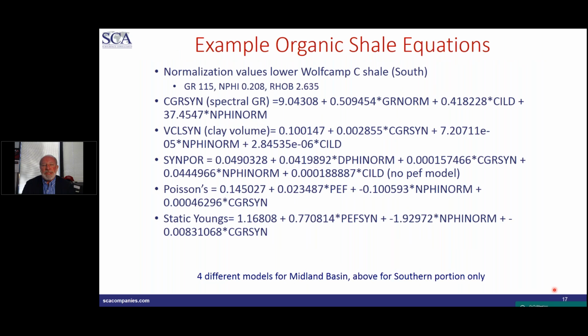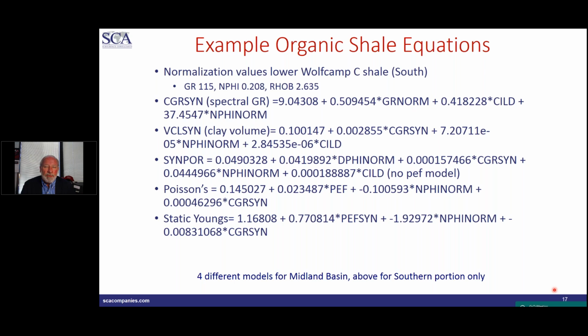Some equations, just some example equations, not to use. I mean, this is good for the Wolfcamp Shale, Wolfcamp in the Southern Midland Basin, but we've got about 8 or 9 different models depending on where you are in the Midland, Delaware Basin. So this is not the model to use for everywhere, and certainly not to use outside the Permian. But spectral gamma ray, you can see there, we've got a gamma ray, conductivity and neutron input. Your normalization values, I skipped those up above for that particular area.